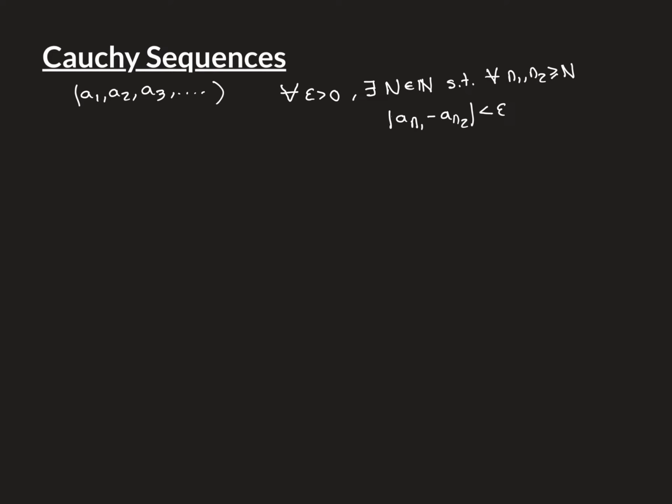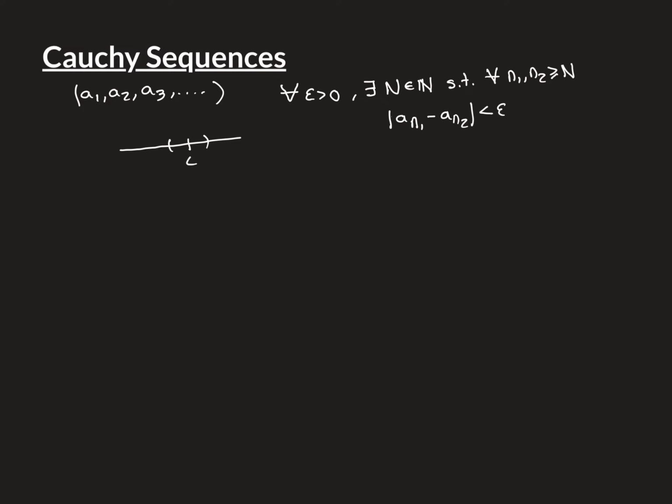So what does this mean? This means that the terms of the sequence are going to get and stay indefinitely close to one another. For it to be convergent to a limit, let's say L, we know that the terms of the sequence have to get and stay indefinitely close to that limit L. So given any epsilon interval around L, you have to be able to find a term in the sequence such that that term and all terms beyond it are inside that epsilon interval. That's not what we're saying here.